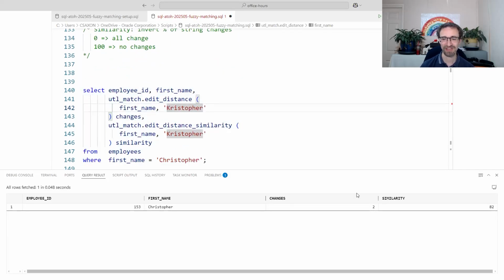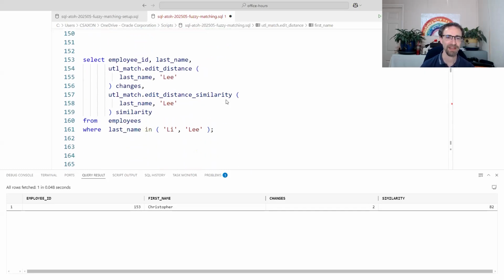If we look at Christopher with a K versus a CH, that gives us quite a good match, right? 82% similarity because we only need to change 2 characters. Swap the C for a K and drop the H, or whichever way around we do it.